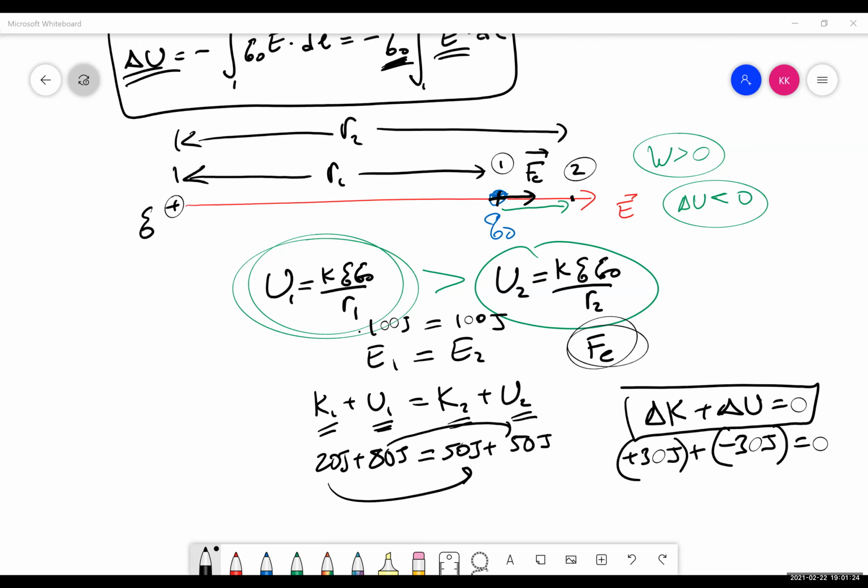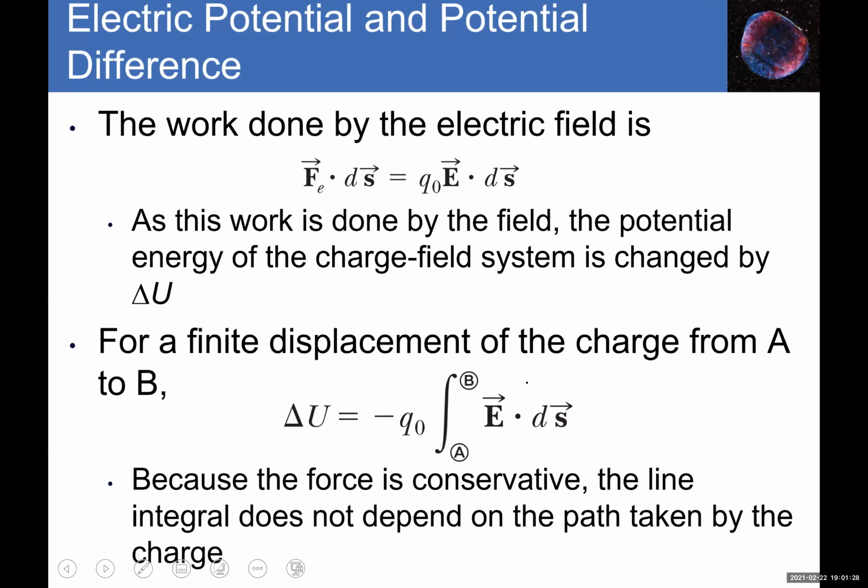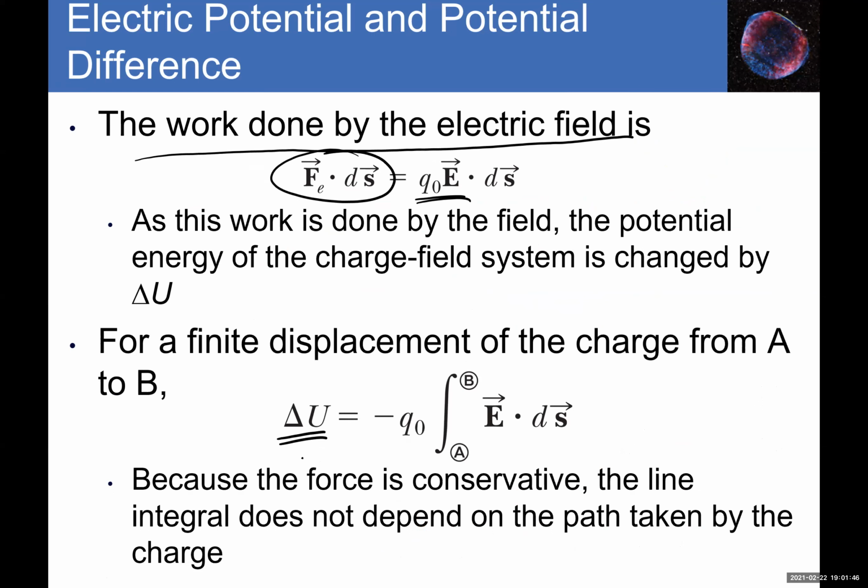So if we go back to this slide, right? This is pretty much what it does. Let's say work done by the electric field, F dot ds, we can replace the force with Q naught times E, right? That expression, dot ds. So then we can calculate the change in potential energy using that. That means delta U equals negative Q naught times the integral of E dot ds. Again, going from point 1 to point 2, or from point A to point B. Pretty much the same thing.